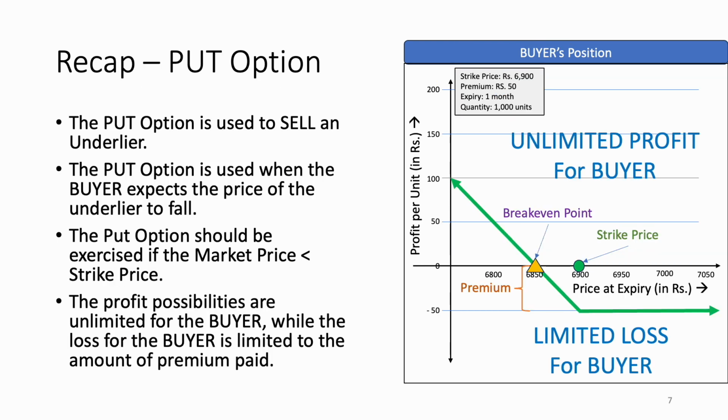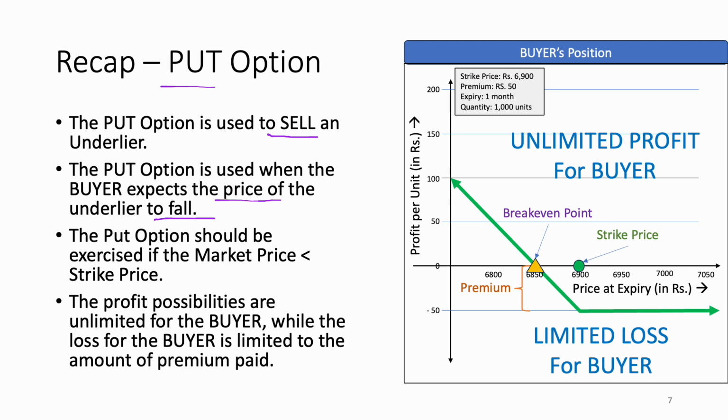Now let us discuss the put option. We know that we buy a put option when we want to sell an underlier. Again, the underlier we have discussed can be anything like a stock or a bond or a commodity, etc. A put option is utilized when we expect the price of the underlier to fall. This is important: we expect the price of the underlier to fall.